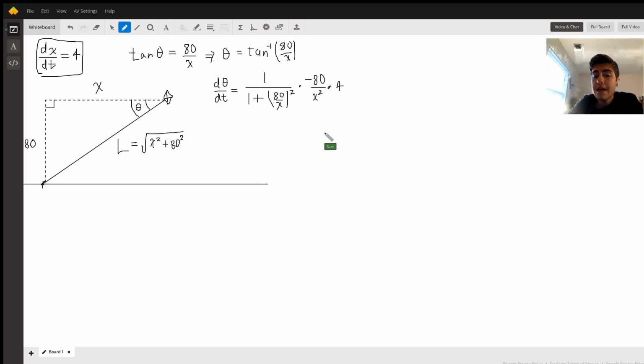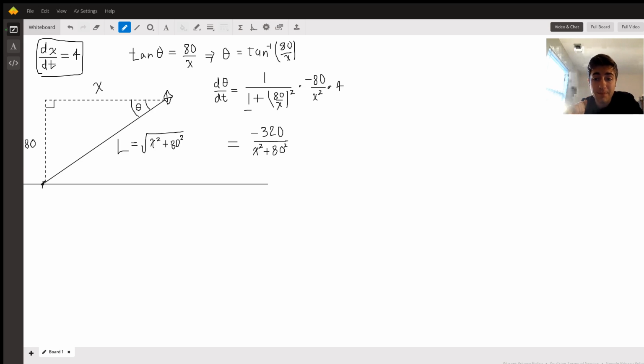So when we multiply by dx/dt, that's going to be precisely the same as multiplying by 4. Now what I'm going to do is multiply all the numerators together. So we're going to get 1 times negative 80 times 4. That's a numerator of negative 320. Okay, and now in the denominator, we're going to see something very nice. We're going to have x squared, and that's going to get multiplied into this denominator here. And what happens there is we get a denominator of, well, 1 times x squared, so that's x squared. And then 80 divided by x, all squared, times x squared, is going to give us simply 80 squared, because the x squareds will cancel. So this is the derivative of the angle theta with respect to time, in terms of the length x.